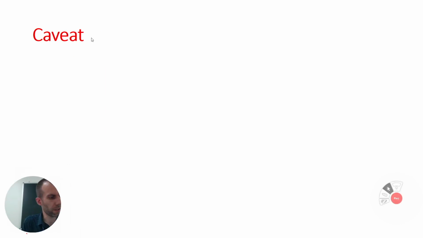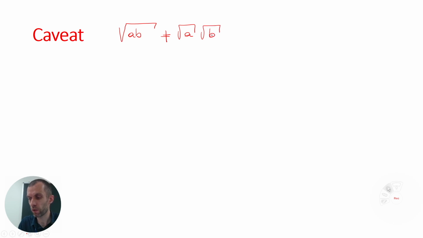Something to keep in mind that is very insidious, a caveat or a warning, is that if you have complex numbers, the square root of a times b is not equal to the square root of a times the square root of b, for a, b complex or even just negative real numbers. And you can see that quite easily on an example.